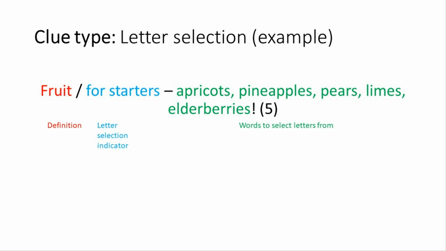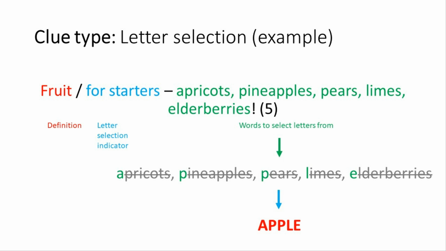Unsurprisingly, the letter selection indicator here is "for starters", with fruit being the definition and apricots, pineapples, pears, limes and elderberries being the words to select letters from. If we take the first letter from each of these random fruit, we get apple, which is a fruit, and so is our answer. In easier cryptics, you'll often find one fairly straightforward letter selection type, for example first letters. Harder cryptics often have much more devious letter selection indicators.